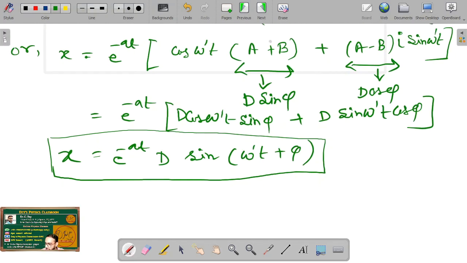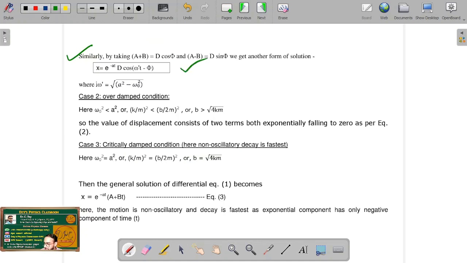Similarly, here we can take also the a plus b as d cos phi, and similarly a minus b into I as d sin phi. So for that case, the solution for x would be this one, when we take a plus b equals to d cos phi and a minus b equals to d sin phi. So according to our convenience, we can take both, and both the equations of displacement take the form x equals to either sine form or cosine form. That means motion of this displacement is oscillatory in nature.